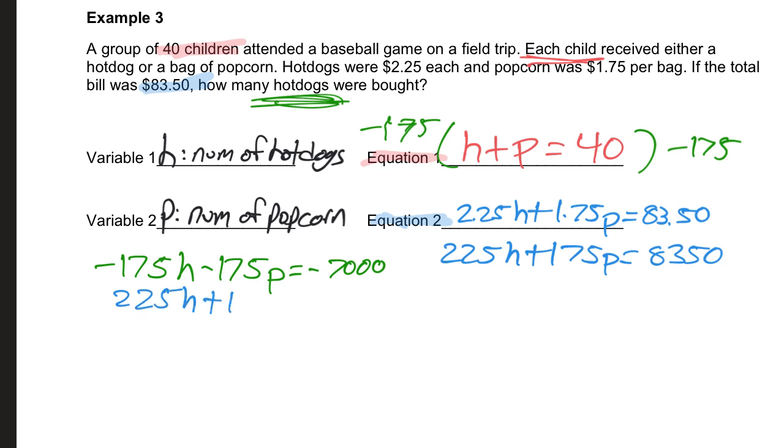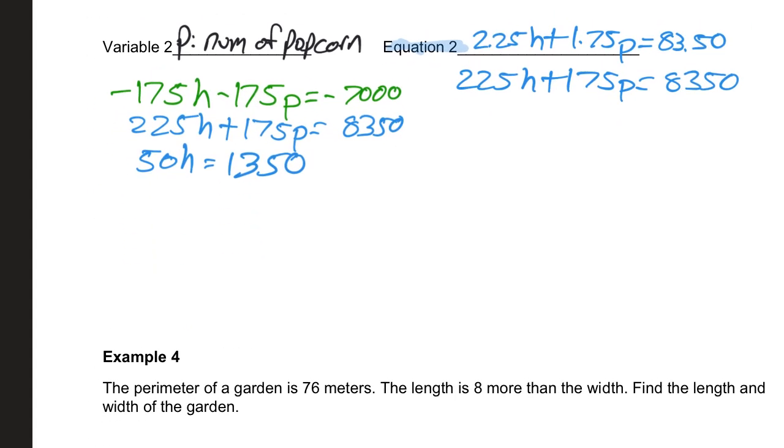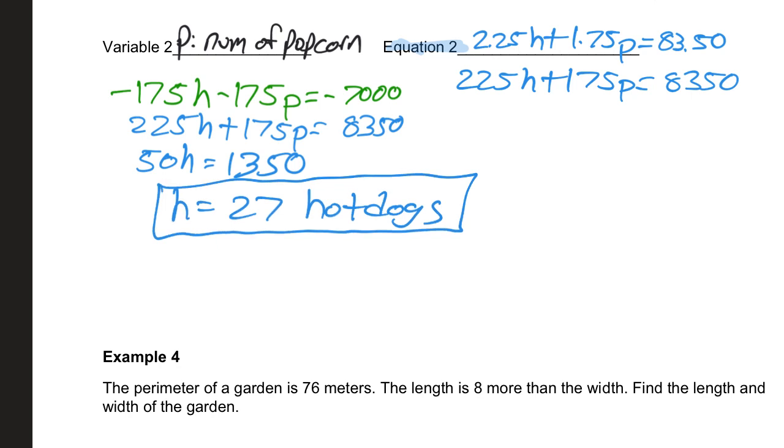I'm going to rewrite my equation number 2, which is 225H plus 175P equals 8,350. And then from there, I'm going to get that I have 50H equals 1,350. When I divide by 50, I get that H equals 27 hot dogs. And that's all they're looking for is a hot dog, so I don't have to go back and find the number of popcorns, but if you did, it'd be 13 popcorns.